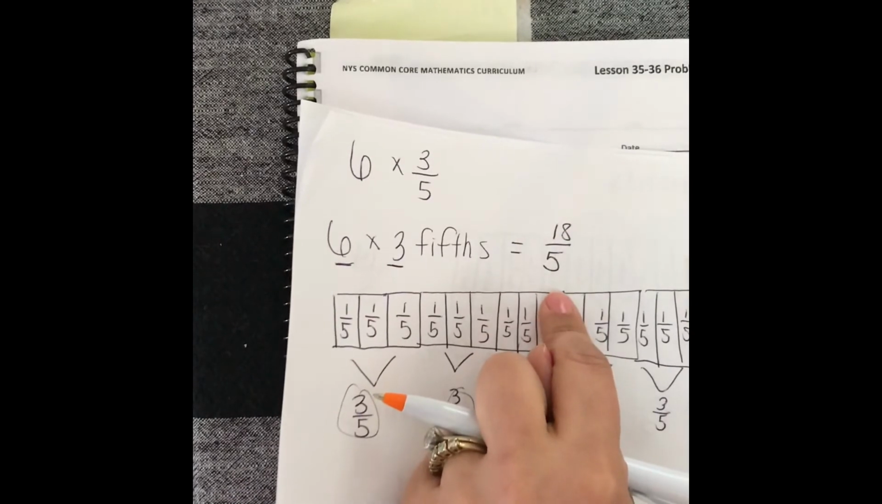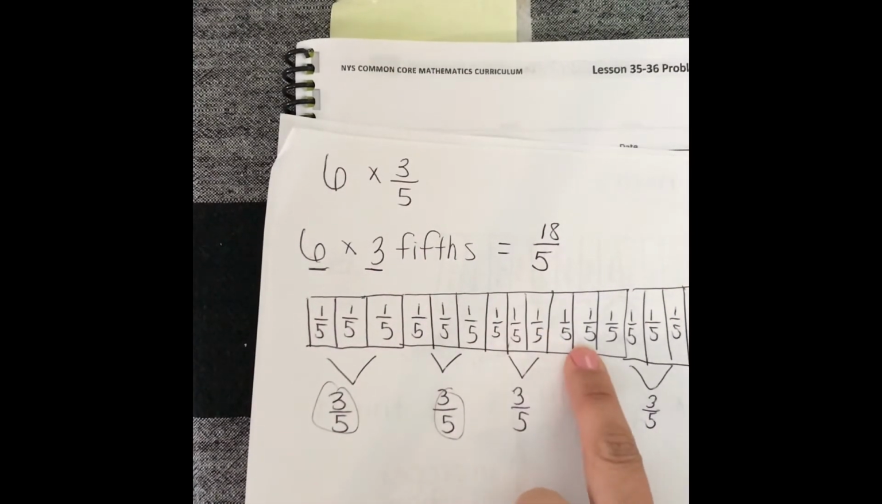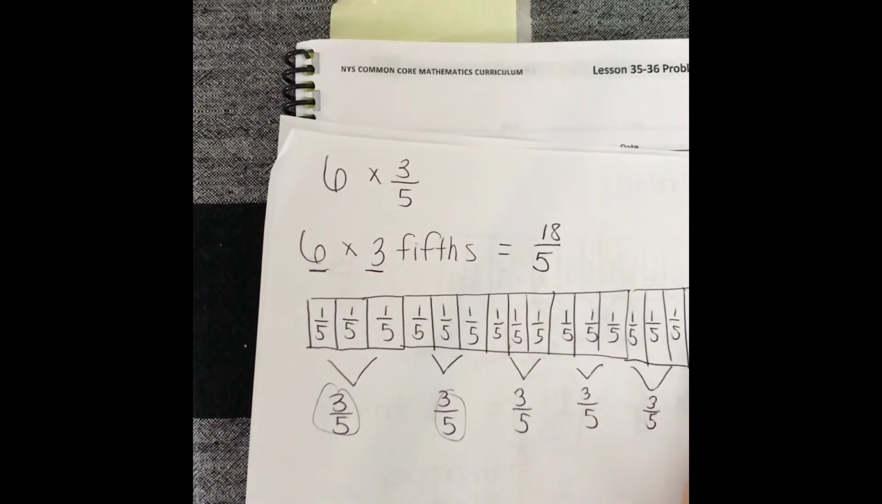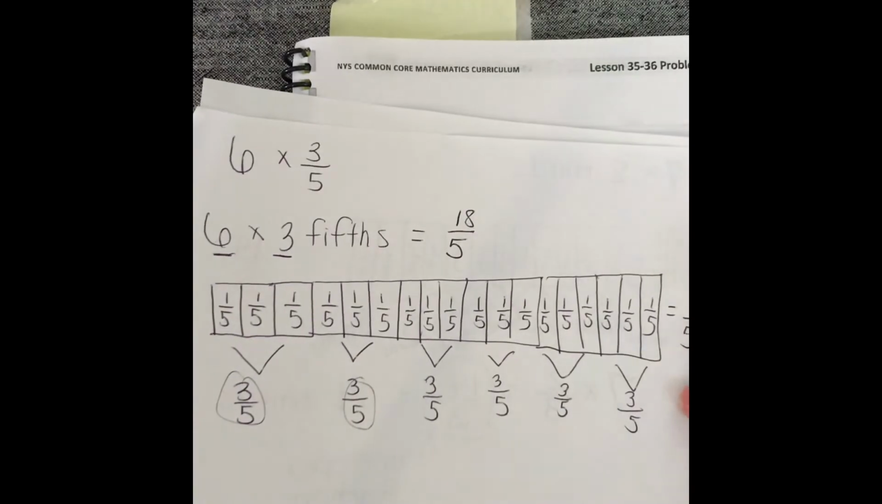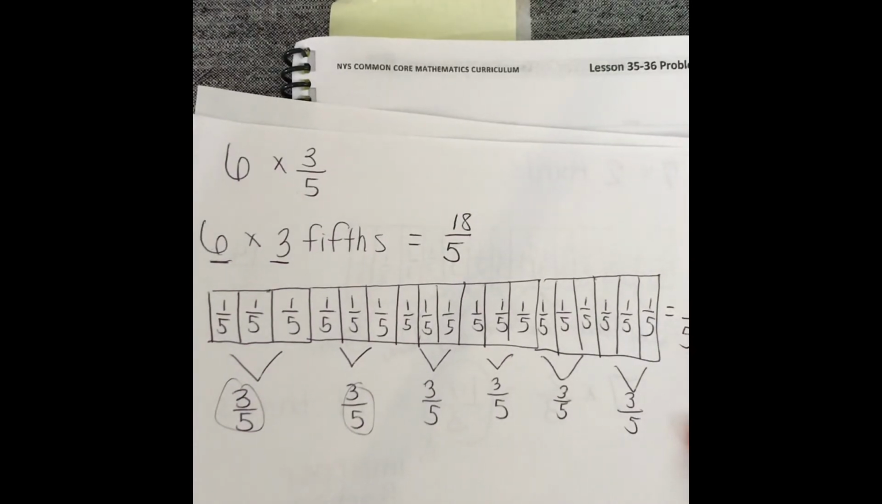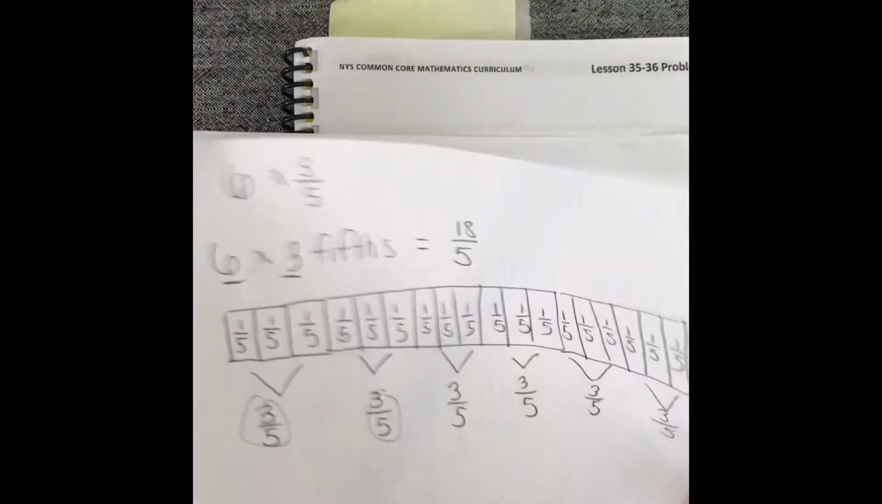Let's double check. 2, 4, 6, 8, 10, 12, 14, 16, 18. Oh, sorry, you couldn't see my finger. 18.